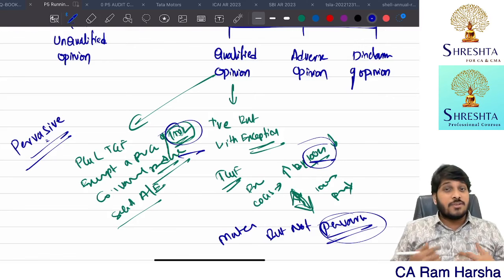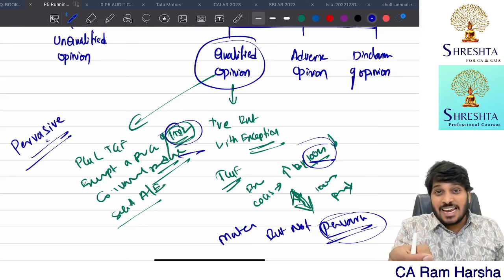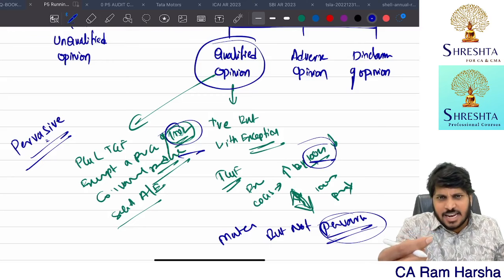Qualified opinion. Another circumstance: you found a material item where there is no evidence. You did not get evidence. You are not convinced with one material item. You did not get information. Then also you give qualified opinion.